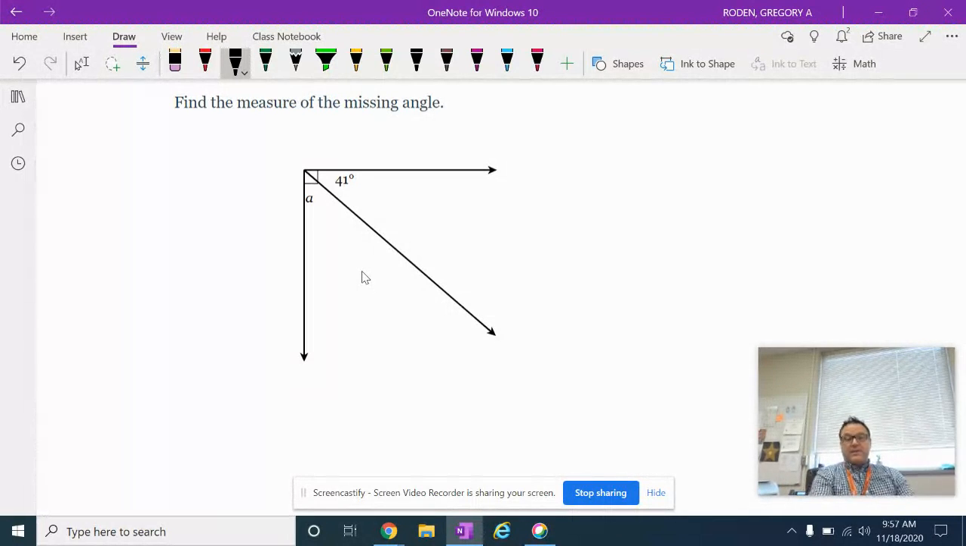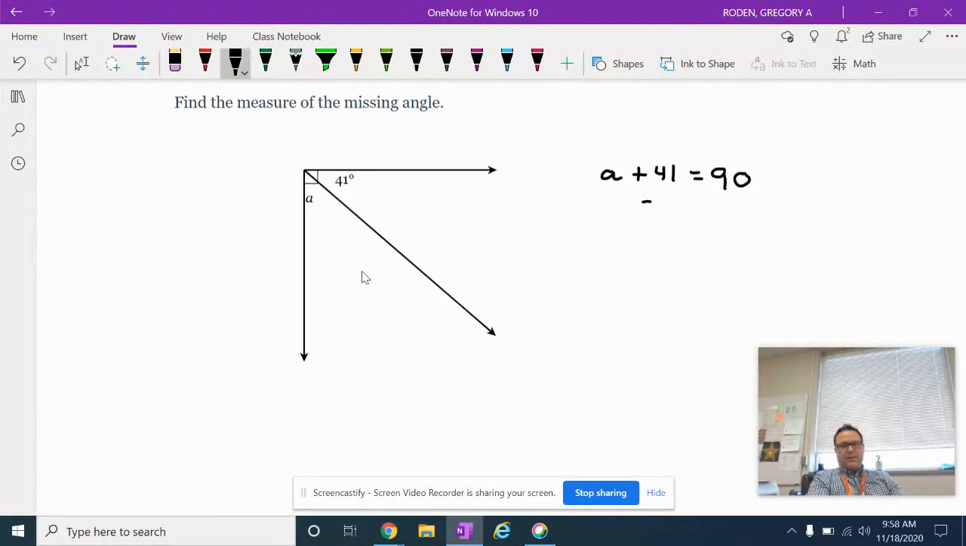Hey, welcome back. So what's the word? This is another complementary example, right? Because we have a right angle. When two angles add up to 90 degrees, we call them complementary. So what's the equation we can write? Well, we could take the A plus the 41 degrees, and we know since they're complementary, we get 90. Complementary angles' measures are always equal to 90 degrees.